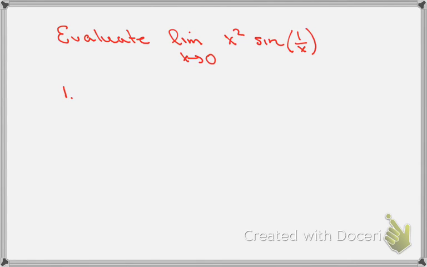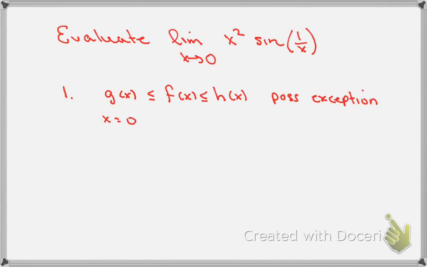One, that there's an ordering of our functions. There's a smaller function g of x, which is less than or equal to f of x, which is always the function we're trying to find the limit for, which is less than or equal to a larger function h of x. And this is with the possible exception of, in our case, x equals 0, because we never care about what's happening at the limit point.